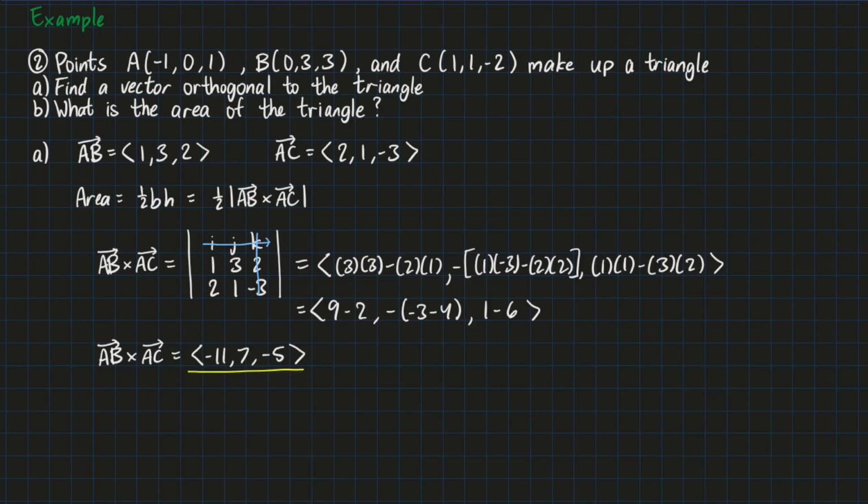So this is the vector that is going to be orthogonal to the triangle created by A, B, and C. Now, just a note, you can switch the order around, and yes, this can be scaled by negative 1. So 11, -7, and 5 is also a vector that is orthogonal to the triangle. It's just pointing in the other direction.